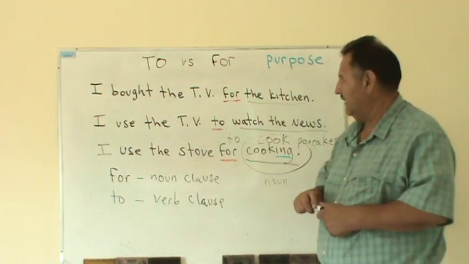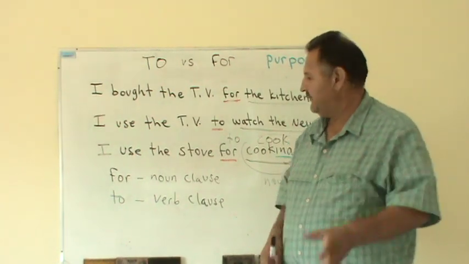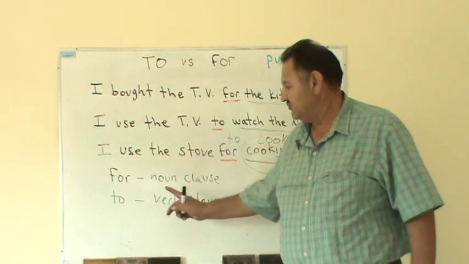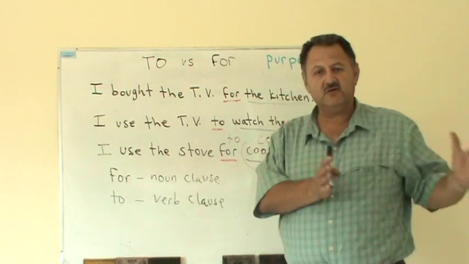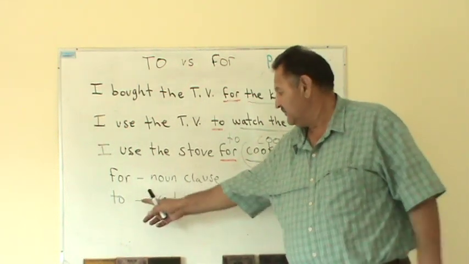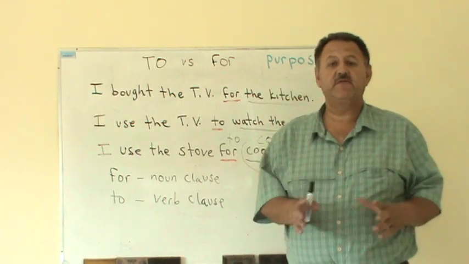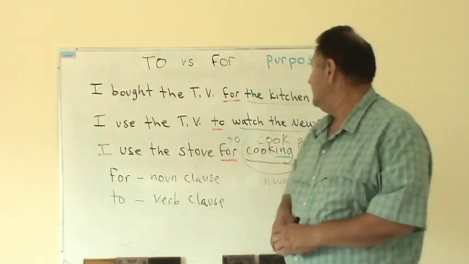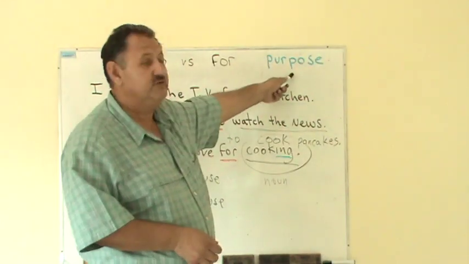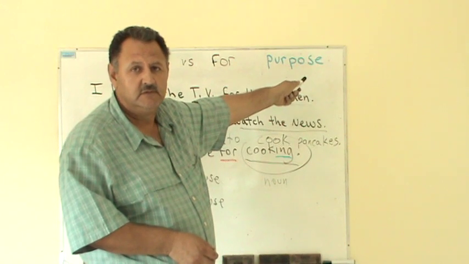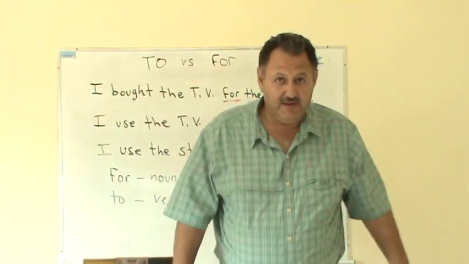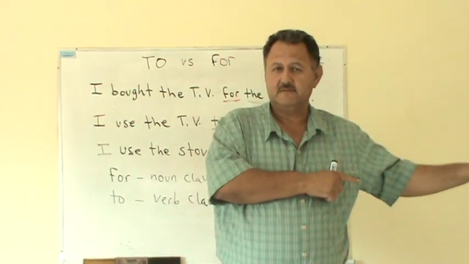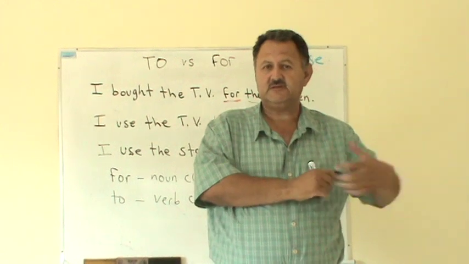See that? Okay. So let's recap. For, we use "for" with noun clauses to express purpose when the clause is a noun clause. "To" is to express purpose with a verb clause. Okay? And "to" and "for" we use to express purpose. Very well, I hope you understand. If it's a noun, it's "for". If it's a verb, it's "to".